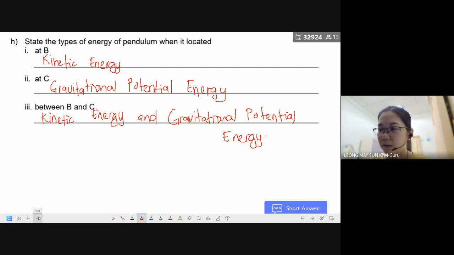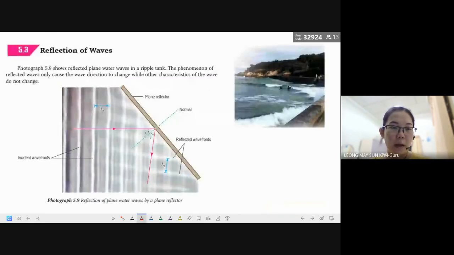Alright, I'm gonna proceed to the next slide already. We're gonna talk about reflection of wave. Reflection means pantulan, to bounce back. Reflection actually means pantulan. Reflection means to bounce back.